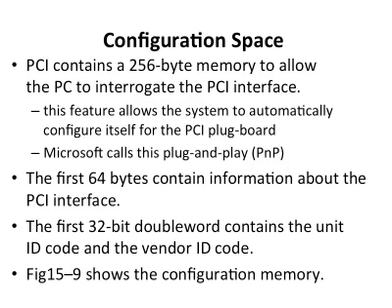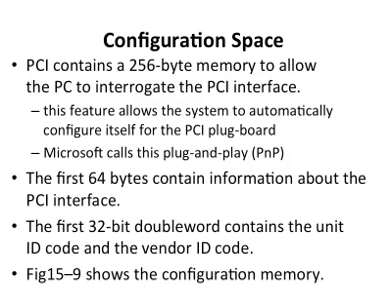In the next couple of slides, we're going to look at the configuration space. Configuration space is the set of registers we mentioned at the beginning, and these registers store important information of a device. PCI contains 256 bytes of memory, in fact registers, to allow the computer system, could be an embedded system, to interrogate the PCI interface. And this feature allows the system to automatically configure itself for plug and play.